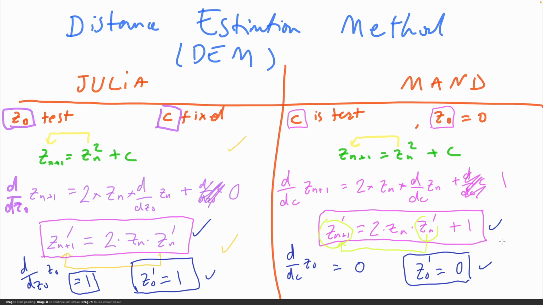So let's have a go at coding. And what I'm going to do with the coding is first implement it with the very simple rendering method of black and white, is it in or out? And then I'm going to use the standard method of colouring the outside according to escape speed and show its limitations, and then we'll use this method.